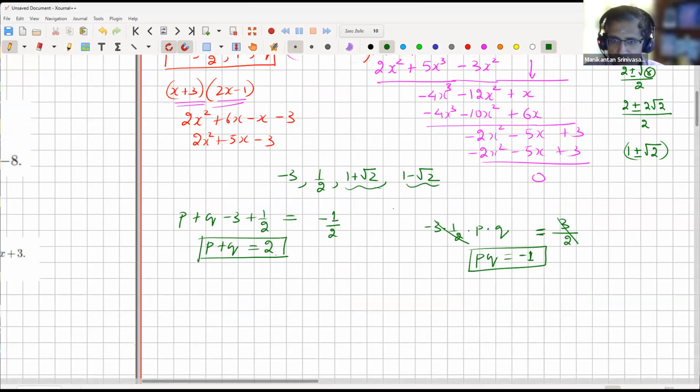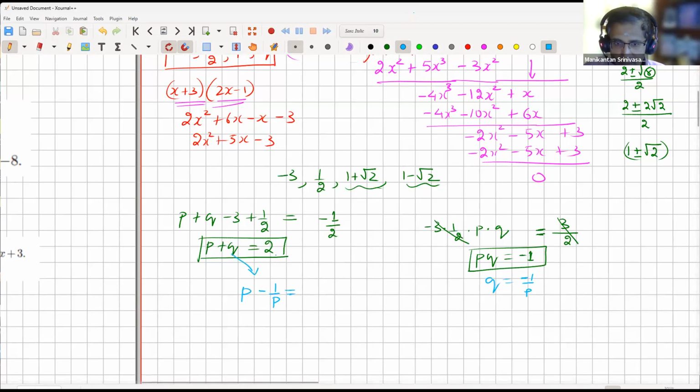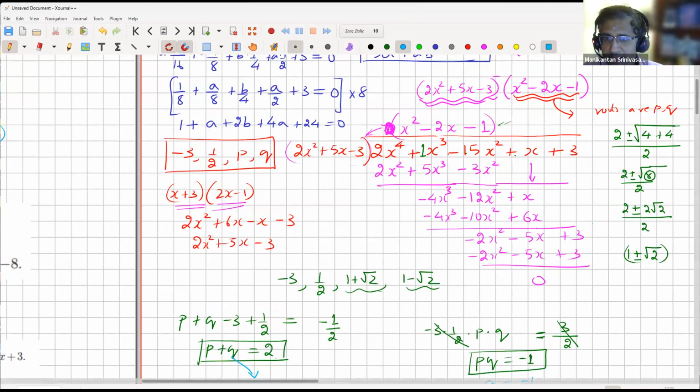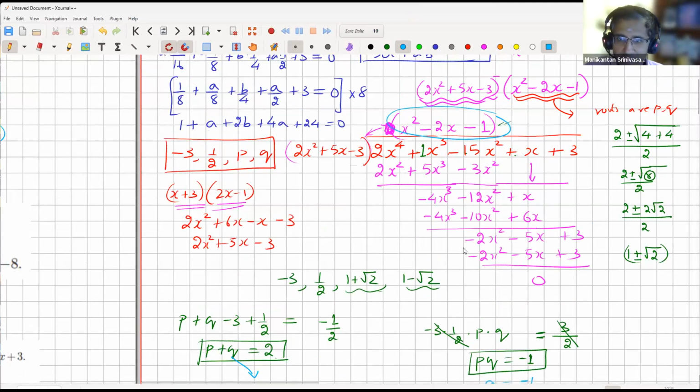So how do we solve them? Assuming we don't know 1 plus root 2 and 1 minus root 2, we'll do the normal process. From pq equals -1, I know q is -1 by p. I'll replace q with -1 by p here, and if I multiply throughout by p and bring the 2p to this side, I get p square minus 2p minus 1 equals 0. And then solve this. If you see, it's the same quadratic that we solved earlier, x square minus 2x minus 1. Exact same quadratic, instead of x it's p.